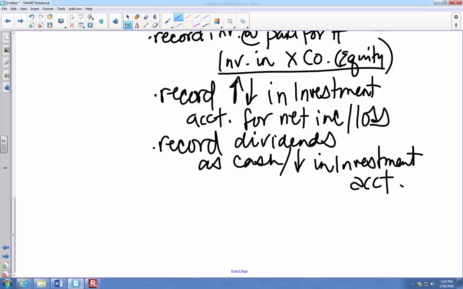Okay, let's apply this to these cases. In the first example, on January 1st, the Shelley Corporation acquired 100,000 shares of common stock of Bird Corp for $190,000. In the first set of situations, assume that the 100,000 shares was 15% of the voting stock. Record the investment.